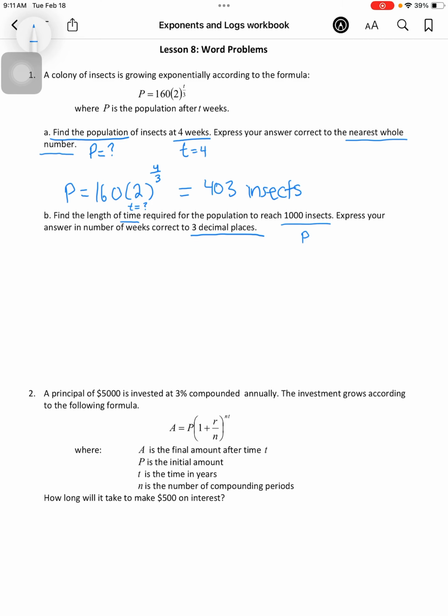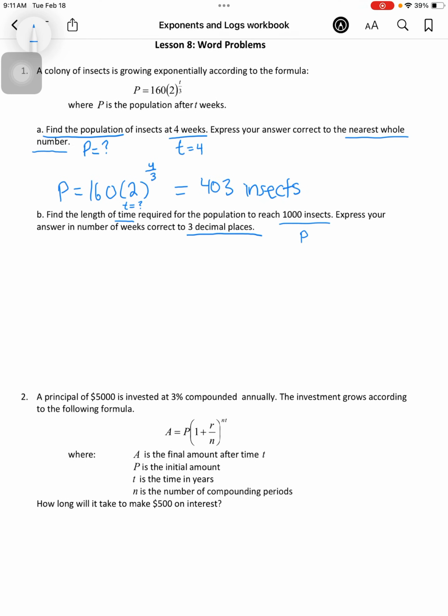So now we just plug into our equation and see what we're missing. So here, P is equal to 1,000. 1,000 equals 160 times 2 to the power of t over 3. So we're looking for the letter T here, and T is in the exponent spot. So as I said earlier in a previous lesson, whenever you see a variable in the exponent spot, that means you're going to have to use logs in order to solve for that variable. So we just need to get T by itself. How do we do this?